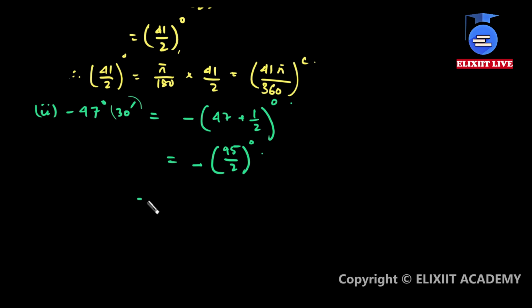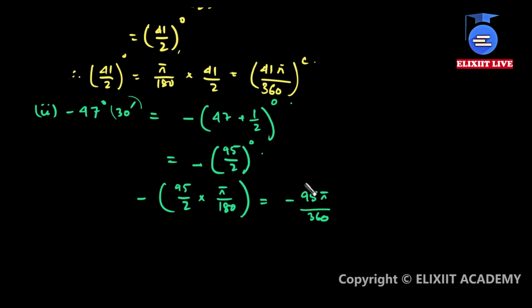So what is this actually? Minus 95 by 2 degrees, convert this into radians. So minus 95 by 2 into pi by 180. If you simplify this, you will get minus 19 pi by 72, the one which Shorab and Panith said, which is minus 95 pi by 360. So if you simplify, you will get minus 19 pi by 72 radians. In terms of radians, this is the answer.